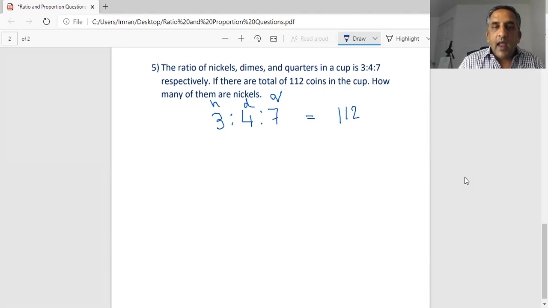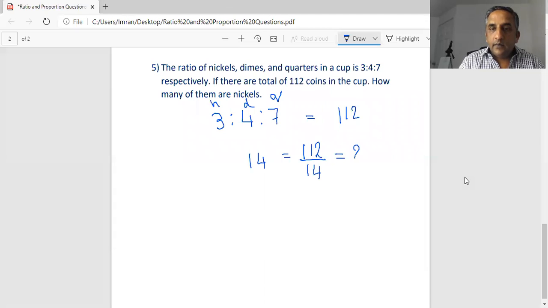So what we do, we add all of them, 3 plus 4 plus 7. This is the method. Remember, we add all the ratios. 3 plus 4 plus 7, when we add them, we get 14, right? Then what we do, we divide 112 by 14. Once we divide 112 by 14, I'm just going to work it out, we get 8.